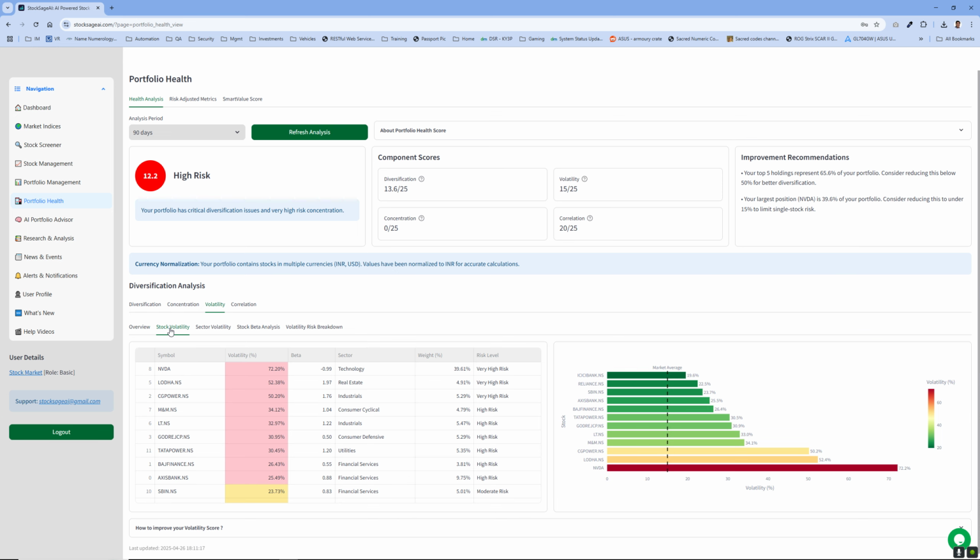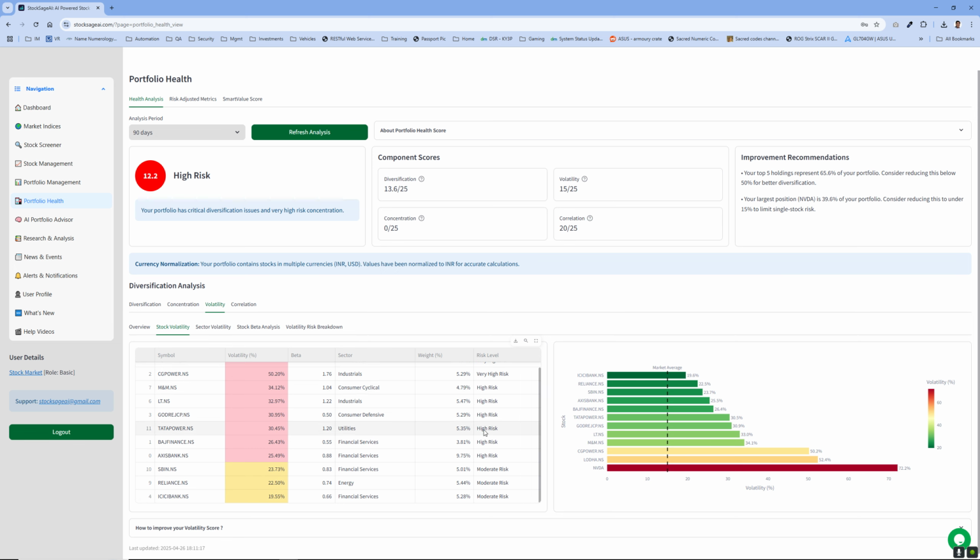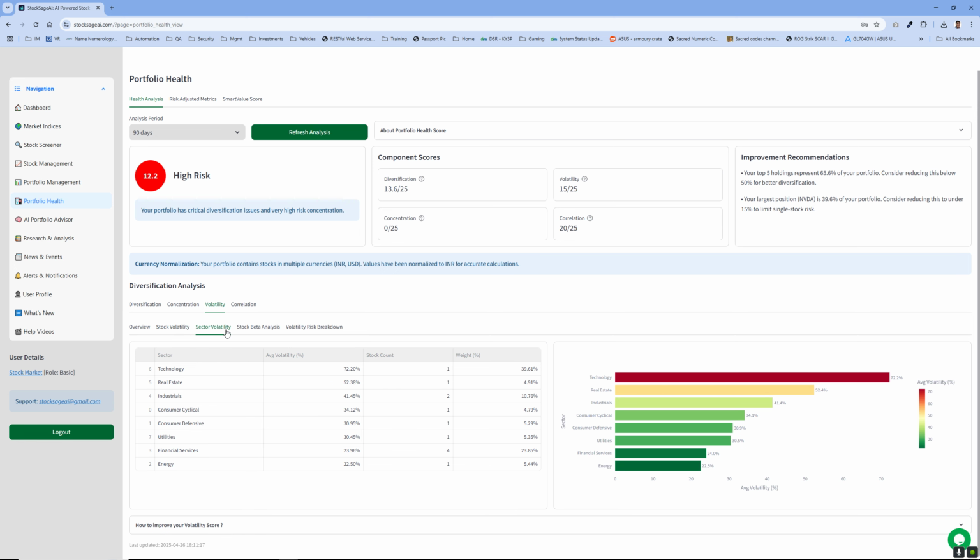We can look at stock volatility, we have the volatility numbers and the beta numbers per sector and the weightage and the risk level included for the stocks. This graph provides that information. Then we have sector wise volatility, and on the basis of that we can see, are we invested too much in certain sectors which are very highly volatile.